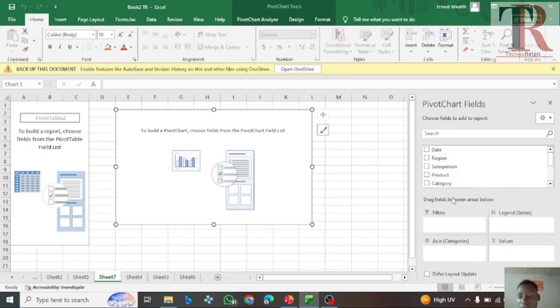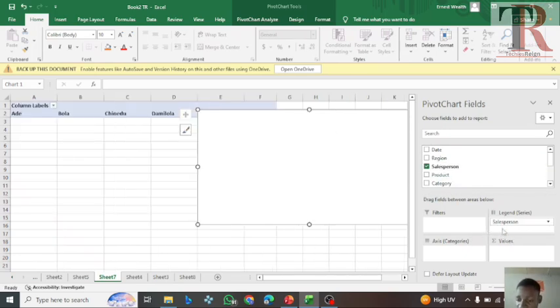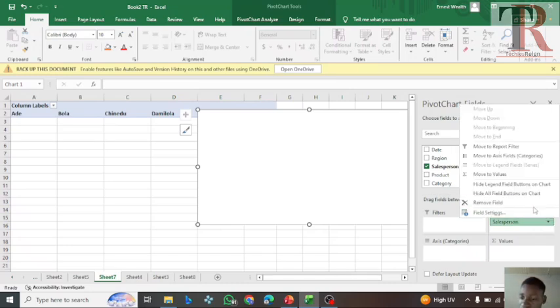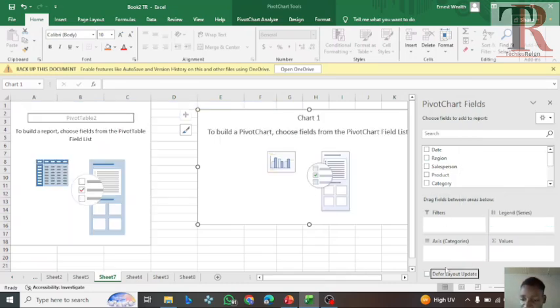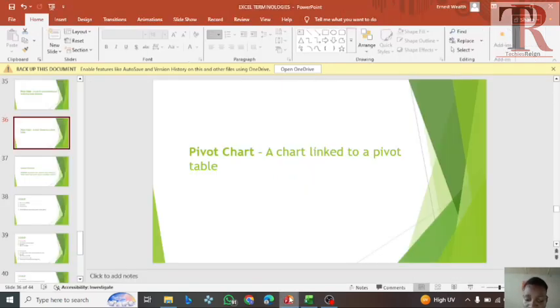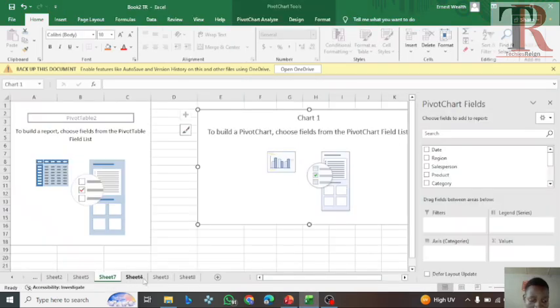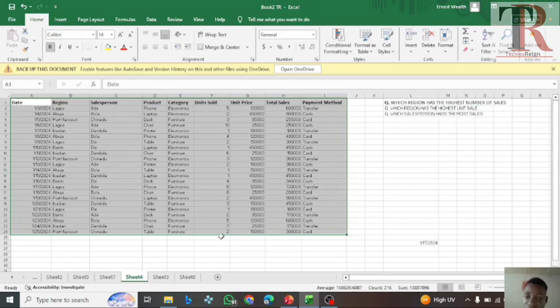Alright. Now here we have our pivot chart fields. We have the filter, the legend, series, and the field, the axis, and also the values. The main place we'll be using will be the axis, values, and the filters, but mainly axis and values. So now the first question that we were asked is, which region has the highest number of sales?